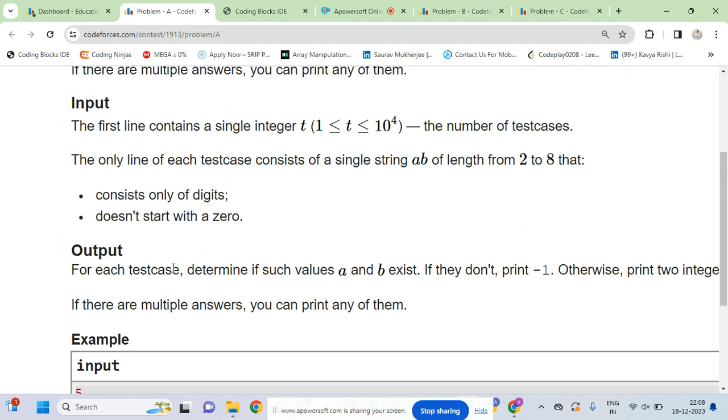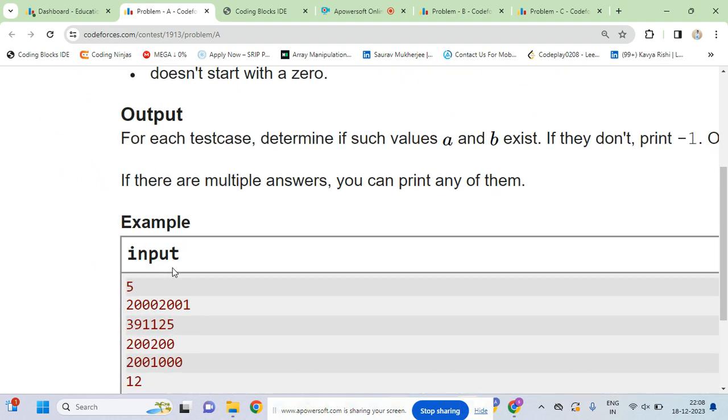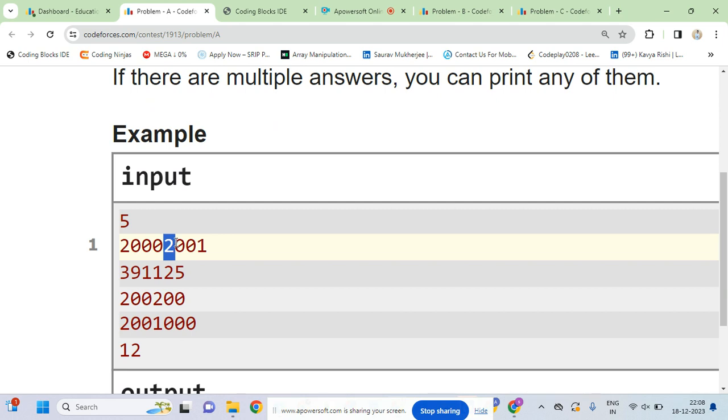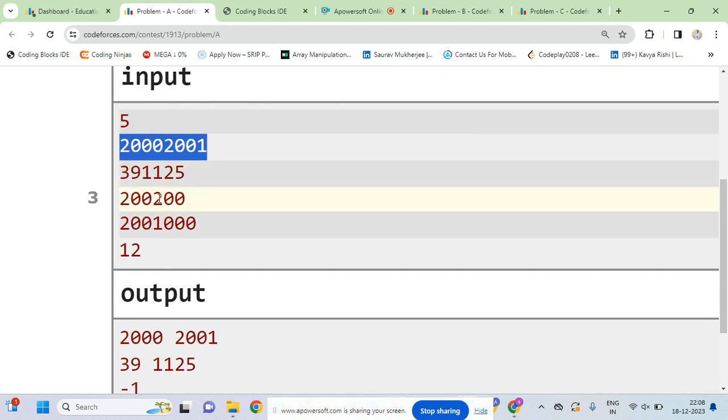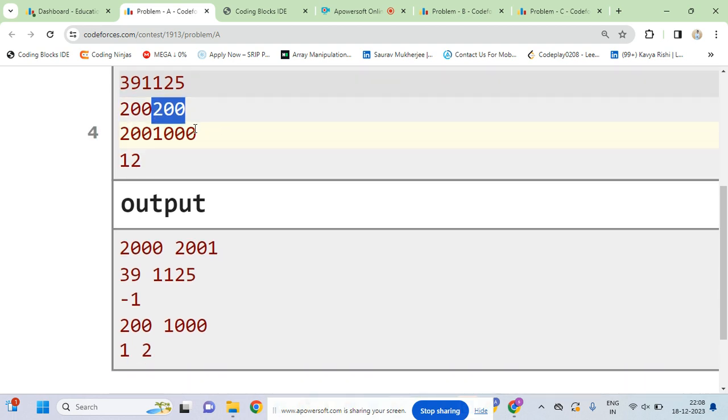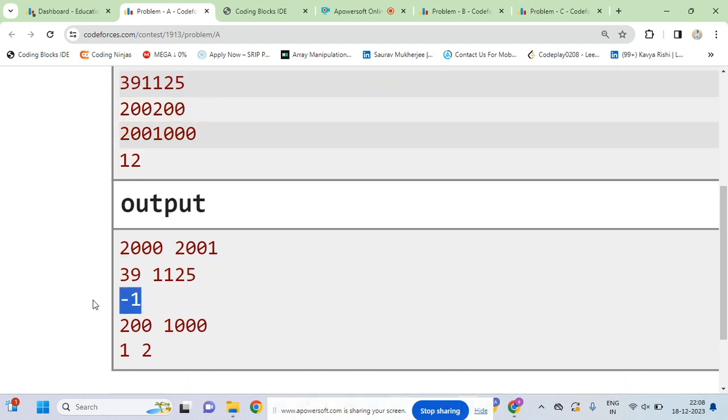You have to handle multiple test cases, and if an answer cannot exist, print -1. In this case, if this was also zero, you would say that the answer does not exist, because this is the only valid breaking point, and it does not satisfy the condition that B is greater than A. Let's see that case also. You can split at 200 and 200, but that is not valid, because B has to be strictly greater than A. So in this case it's -1, right?